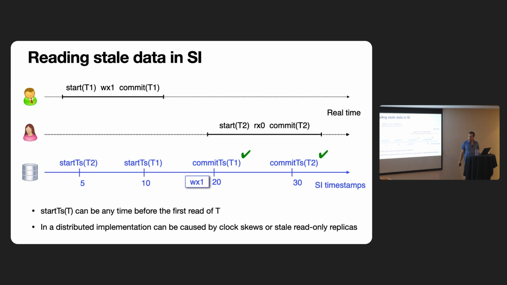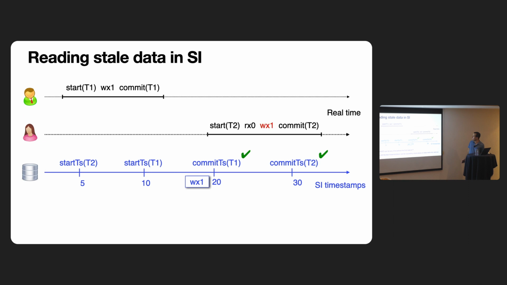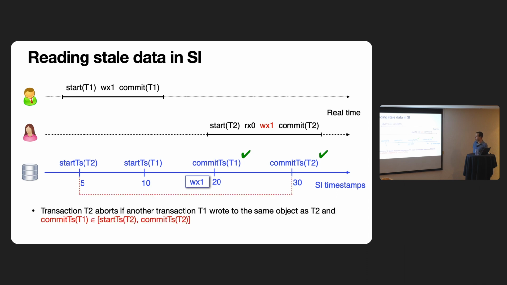This actually affects performance, because let's imagine that here, instead of just reading X, I'm also writing to X. Let's say I want to write 1 to X. Then we have write conflict detection, right? The rule says that I have to abort T2 if another transaction wrote to the same object as T2 during its lifetime, right? And T2's lifetime is from 5 to 30.